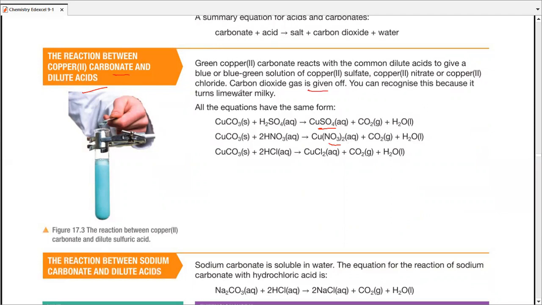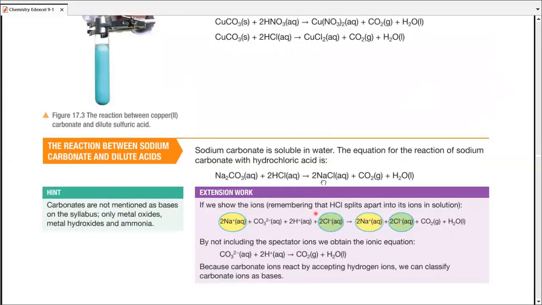We can recognize it because carbon dioxide can turn lime water milky. That's another test to prove it's carbon dioxide gas. It converts the clear lime water solution into a milky one. This blue depicts a copper salt. Of course, the transition element can show us a colored solution.